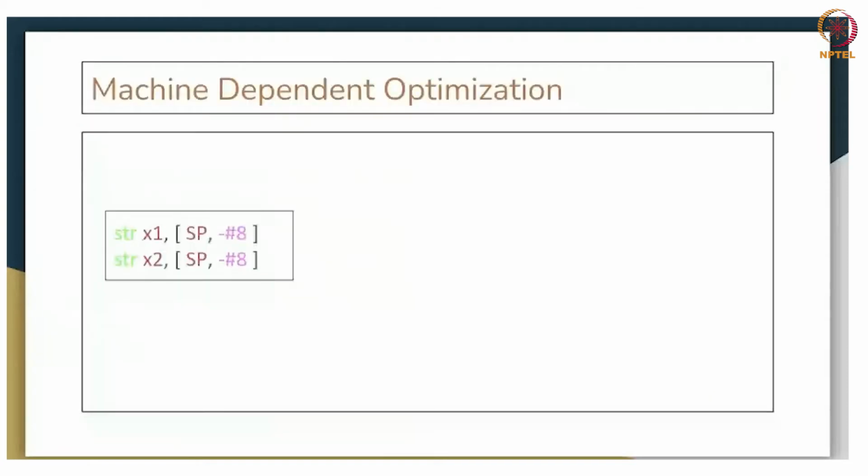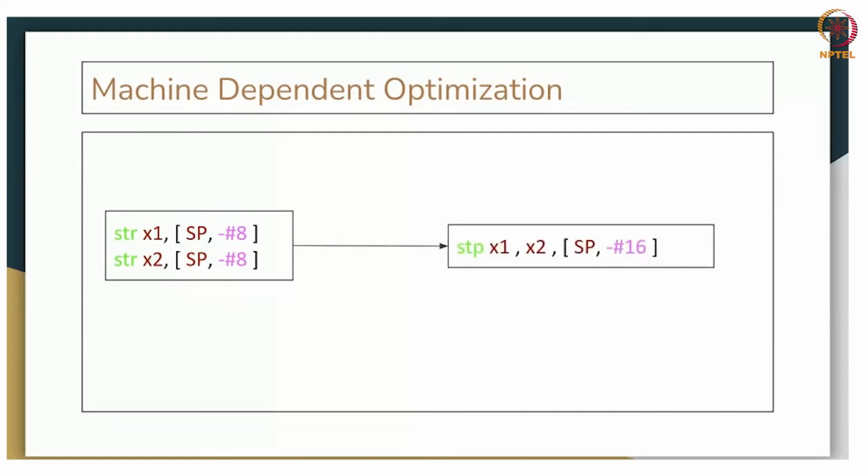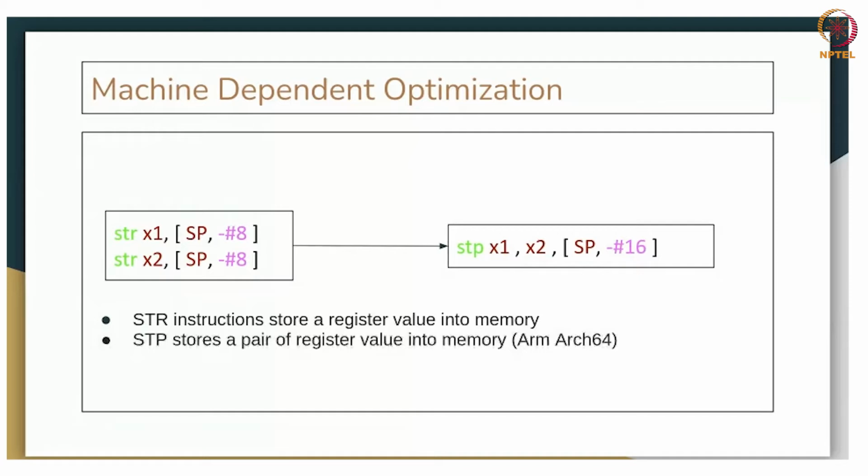So machine dependent optimization, like here, there is str x1, x2, [sp, #-8]. So here you are storing two integer values to the stack. This can be replaced by stp x1, x2, [sp, #-16]. This is a single instruction. The str instruction stores a register value into memory. STP stores a pair of register values into memory, that is AArch64.